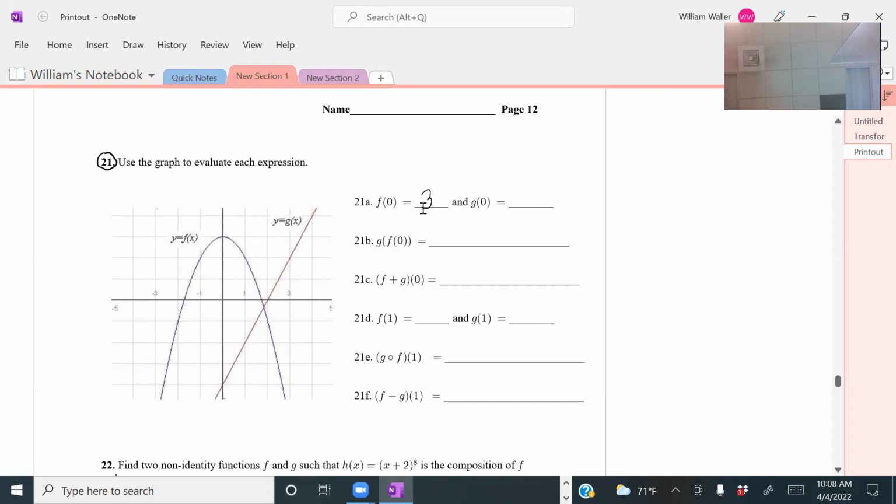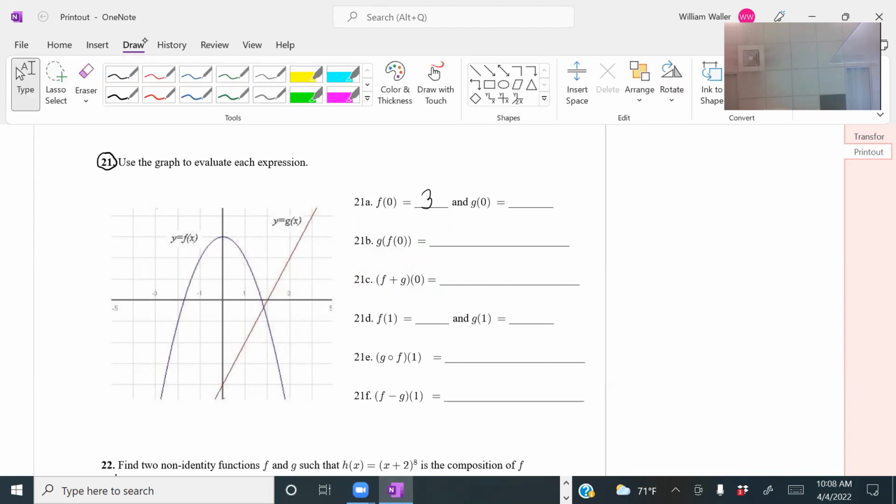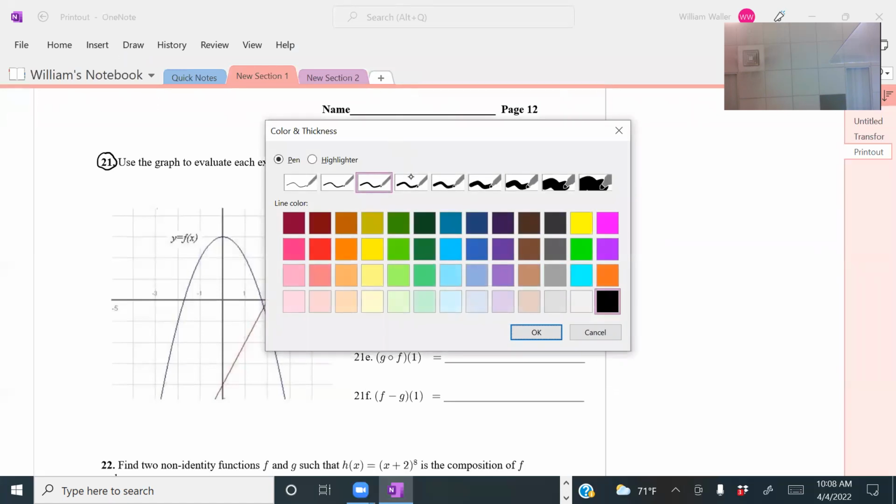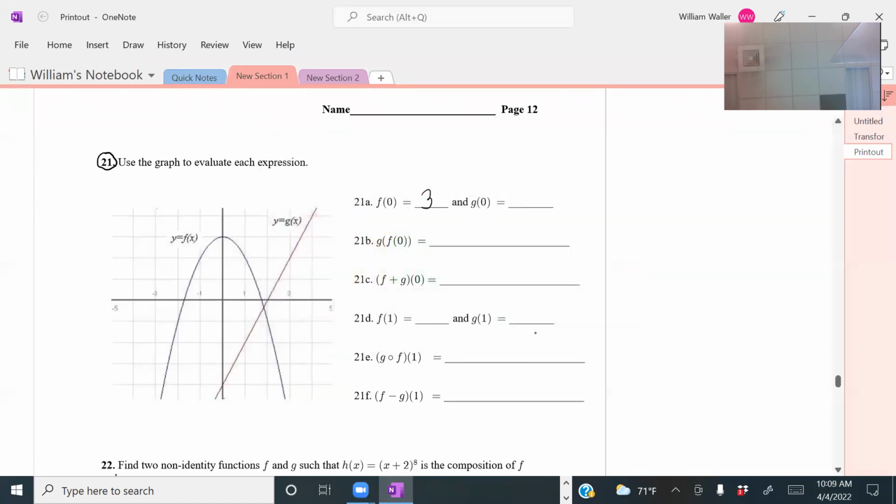It's just 3. No, that's not thick enough. So let's try to thicken that up a bit. See if that's any better.